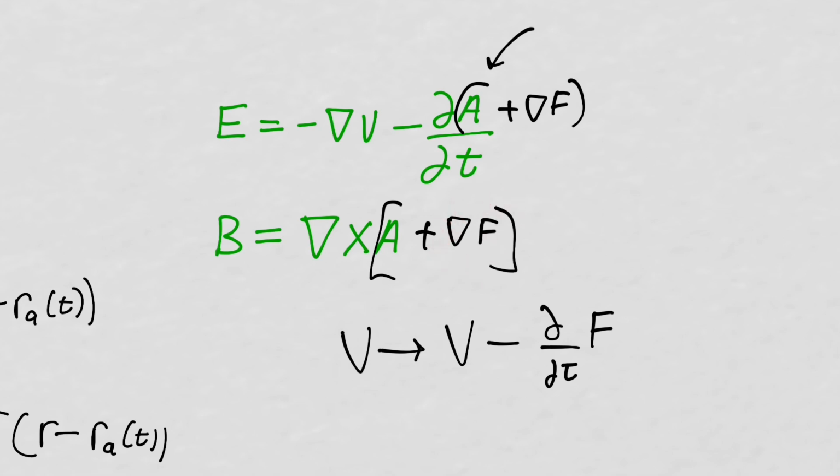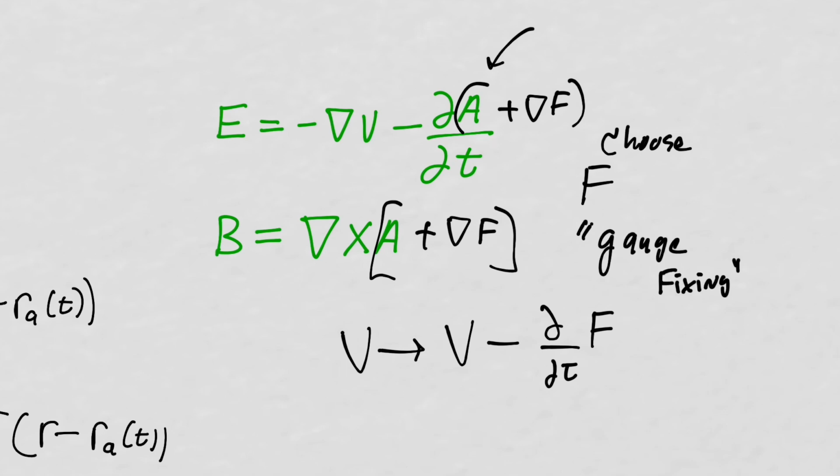Once you choose a function f, it's called gauge fixing. Gauge fixing, right? But it establishes V as well as A, right? Let me put it this way. If I choose f, I'm converting from one gauge A to another gauge A prime, right? So I would write it down as V prime equals V minus the time derivative of f, and A prime equals A plus the gradient of f, okay?